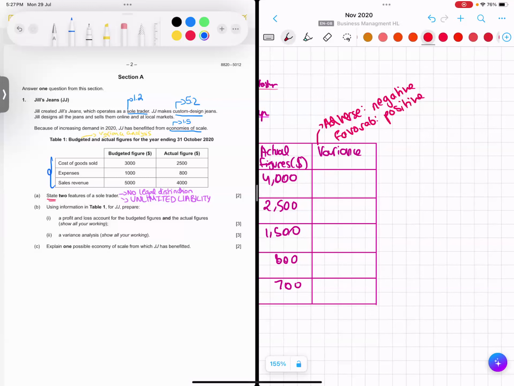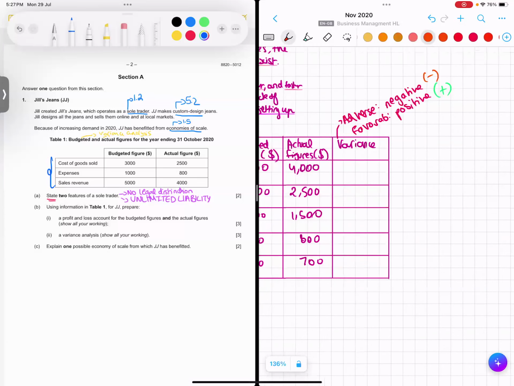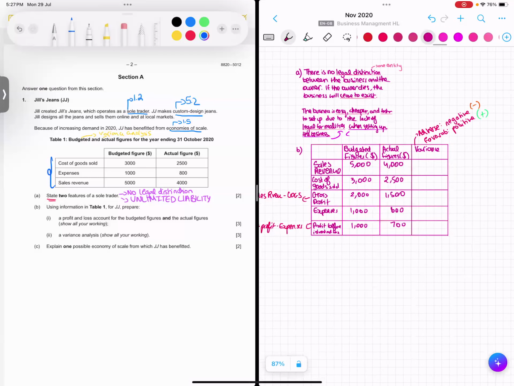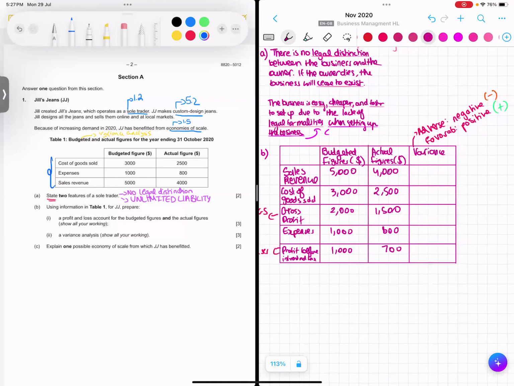So I'm gonna make them in other colors. Let's say, I'm just gonna keep the same color, and then this is positive for the business, and this is negative for the business, right? Just keep that in mind. Favorable is something that helps the business. Adverse is something that's negative for the business. Favorable is something that's good for the business, okay? Keep that in mind. So now, let's begin.